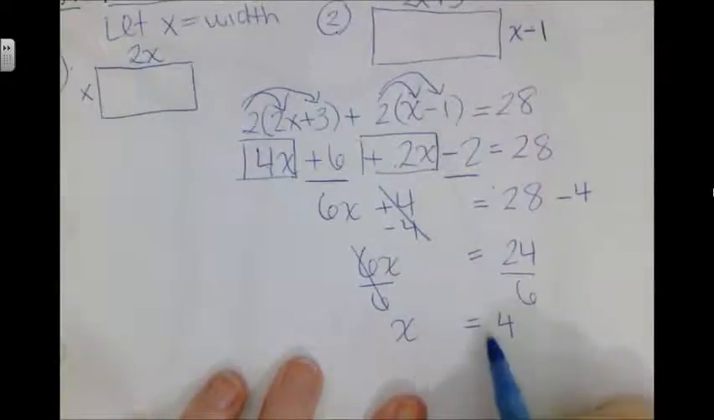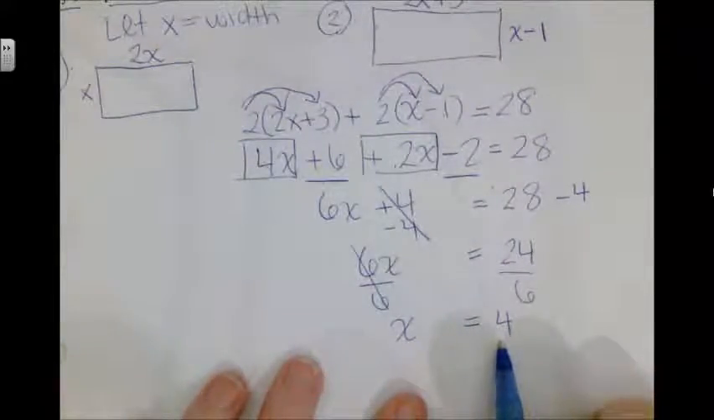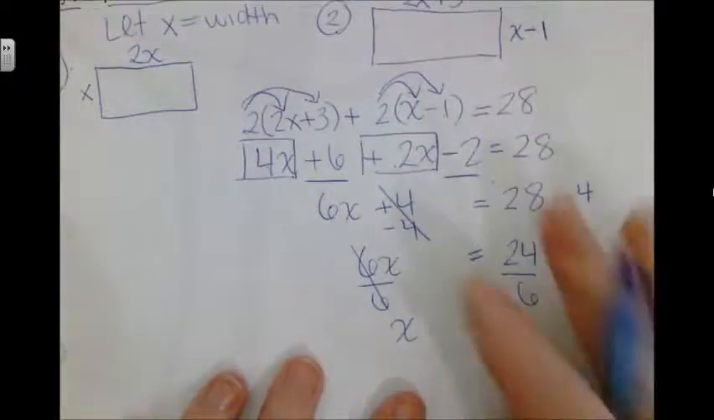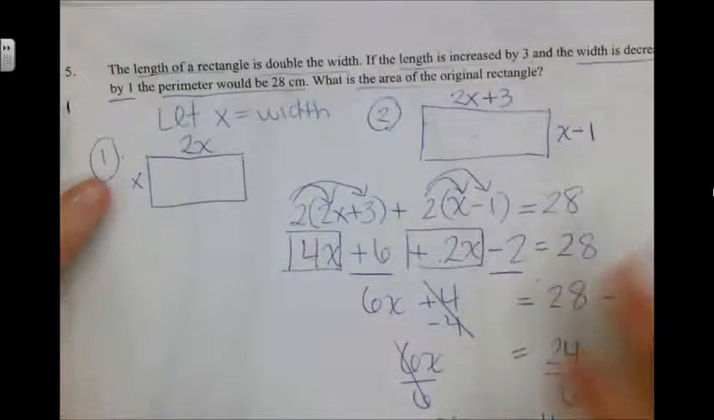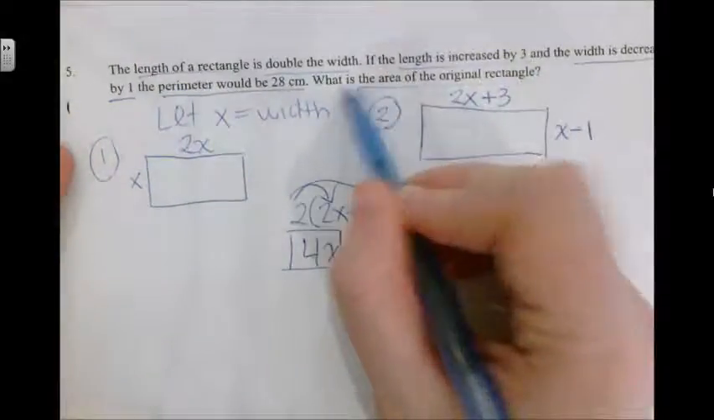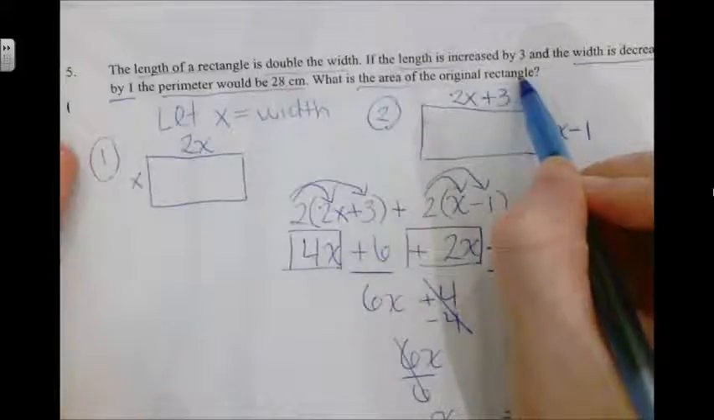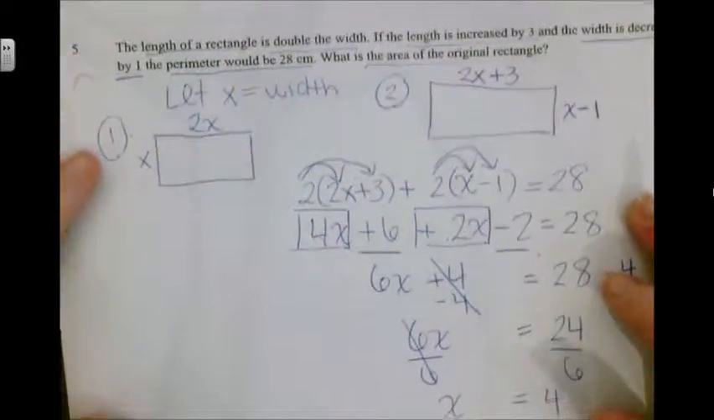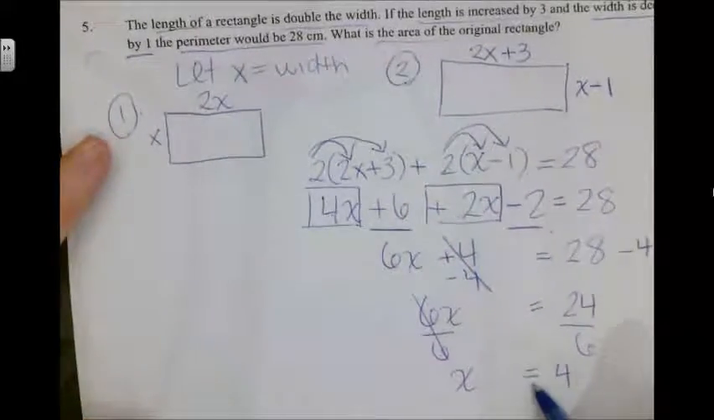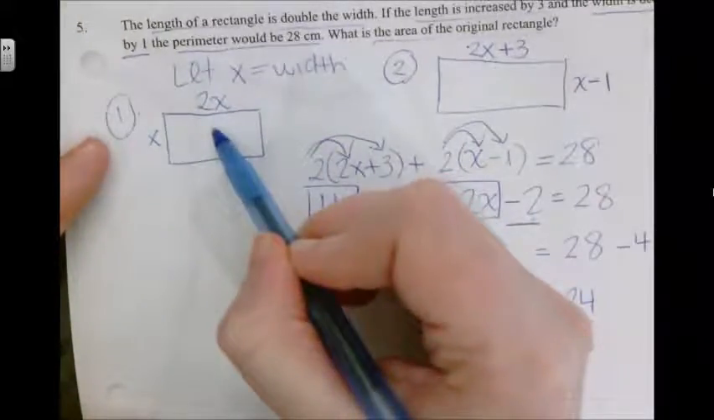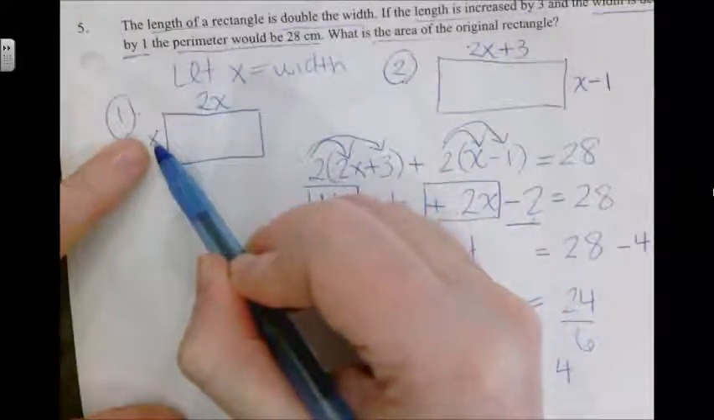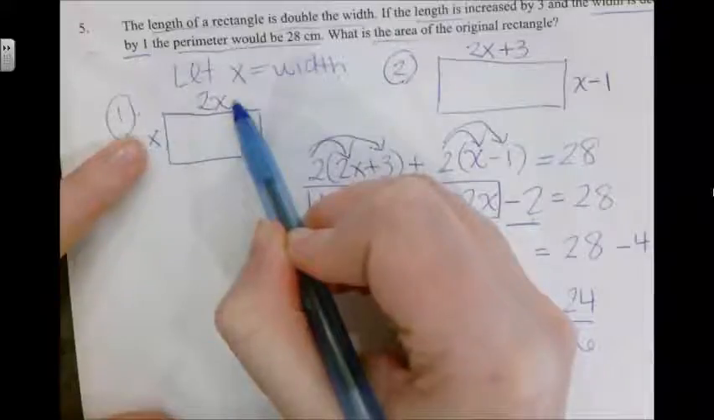Okay, so since x is equal to 4, now I'm going to take this. This is not my answer, right? If we look back up at our question, it said, what is the area of the original rectangle? So I figured out that x was equal to 4, but my original rectangle had a width of x and a length of 2x.